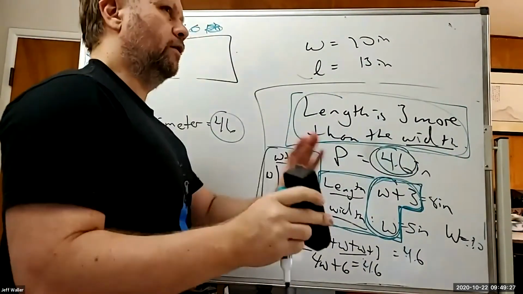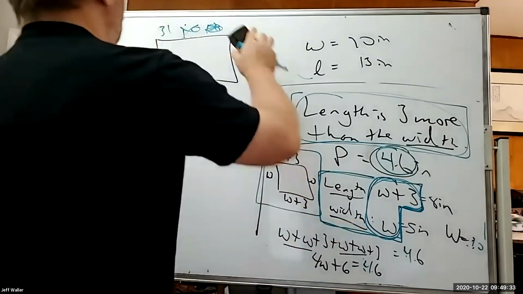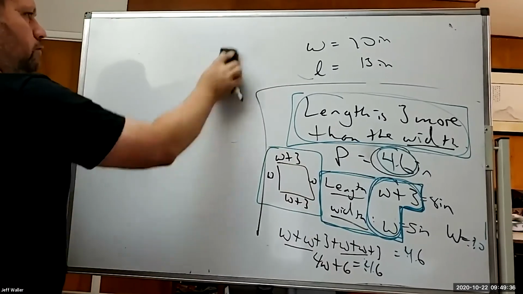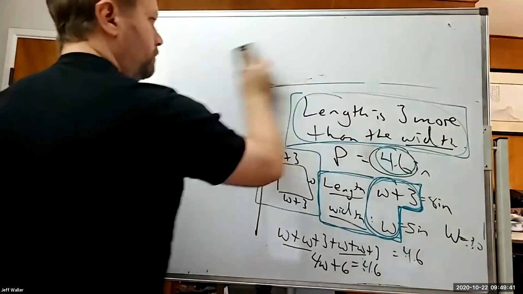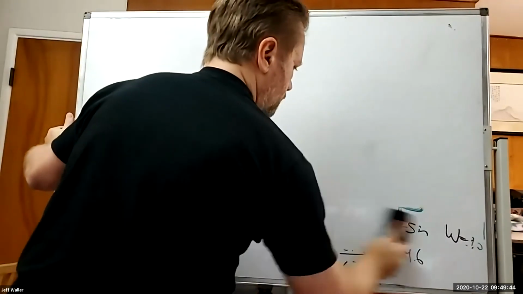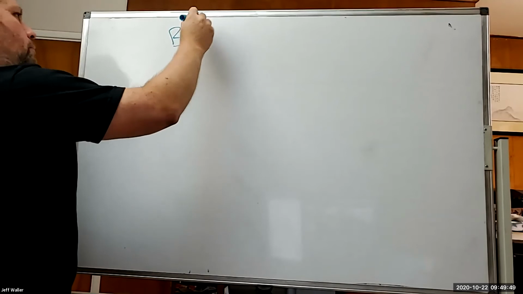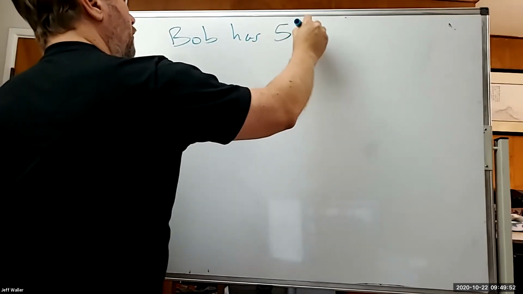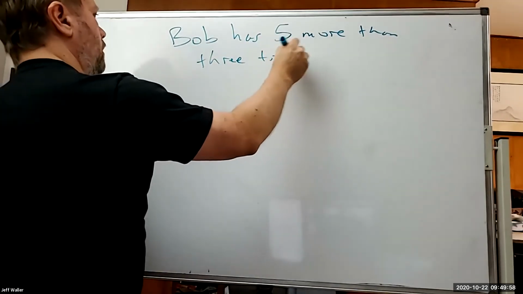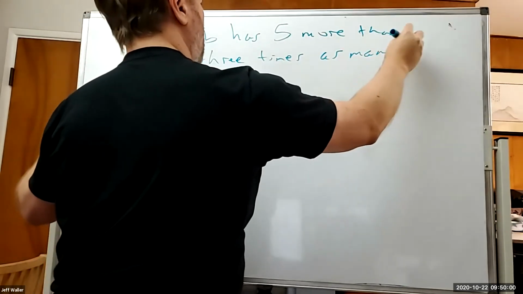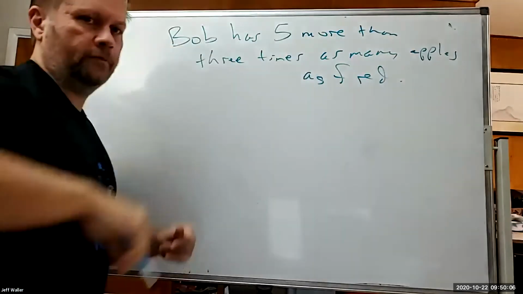All right, let me try. Let me do this then. I'm going to take all this away. We've already started doing it. So what if I said, Bob has 5 more than 3 times as many apples as Fred. Good old Bob and Fred, right?